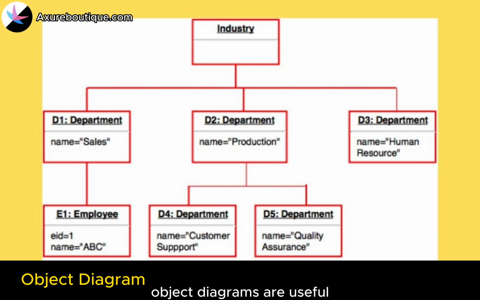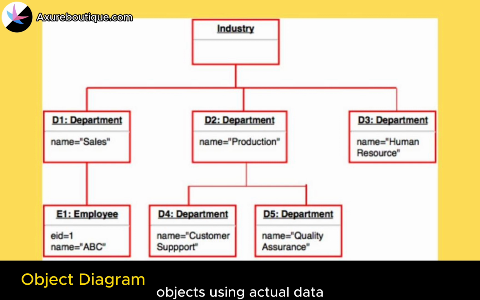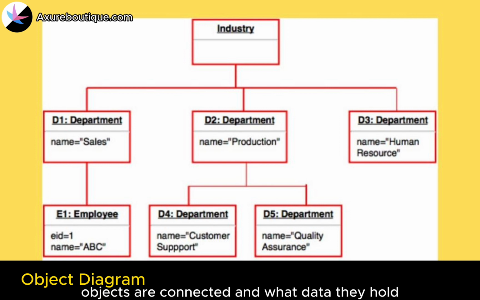Object diagrams are useful when we want to explain complex relationships between objects using actual data. They give us a clear picture of how the objects interact and work together in a specific scenario. Think of object diagrams as freeze frames that capture a specific moment in the life of a system, showing us how the objects are connected and what data they hold.